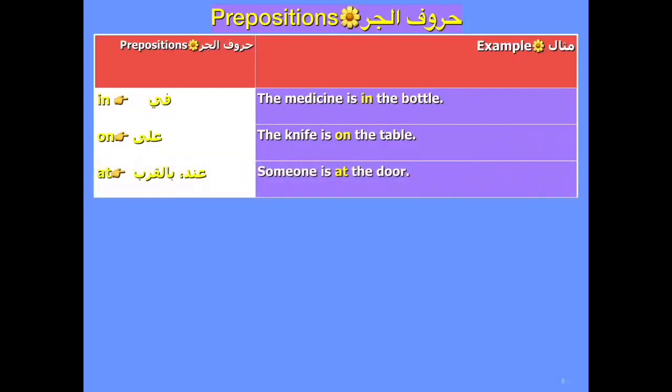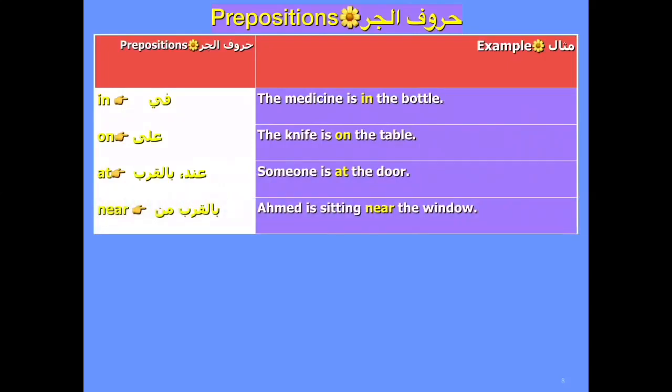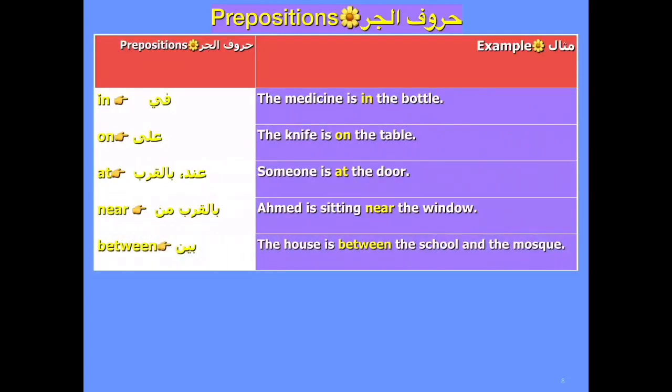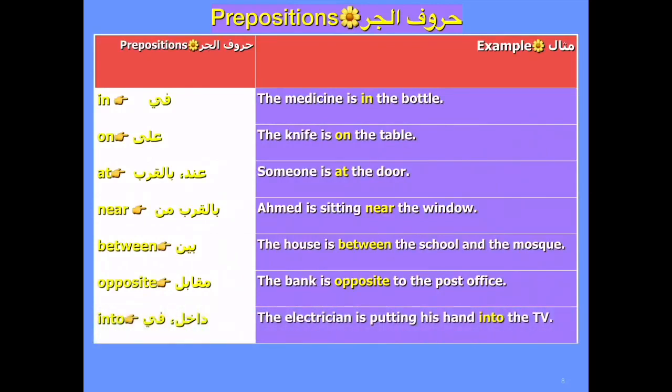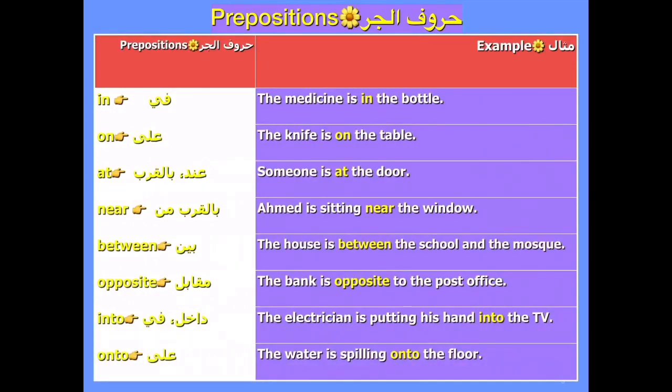At عند أو بالقرب من. Someone is at the door. Near بالقرب من. Ahmed is sitting near the window. Between بين. The house is between the school and the mosque. Opposite مقابل. The bank is opposite to the post office. Into داخل أو في. The electrician is putting his hand into the television. Onto على. The water is spilling onto the floor.